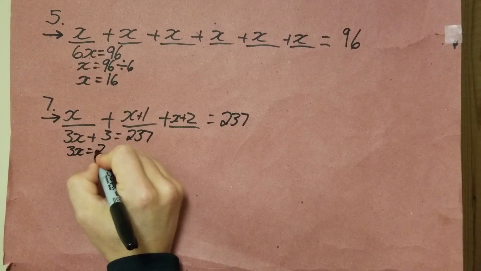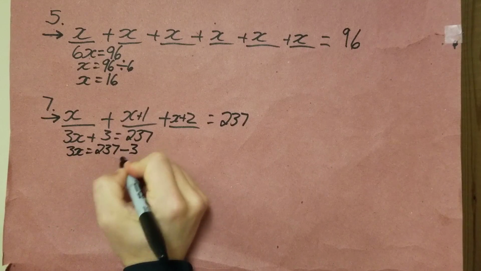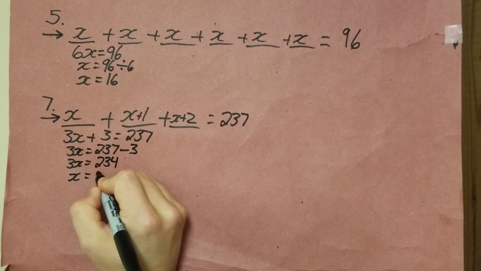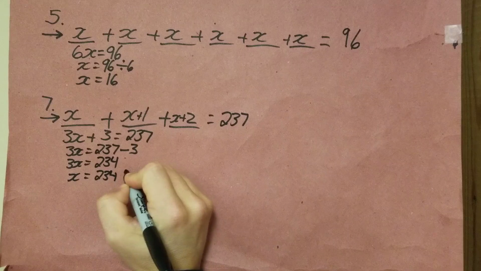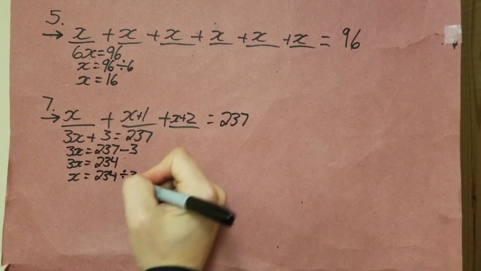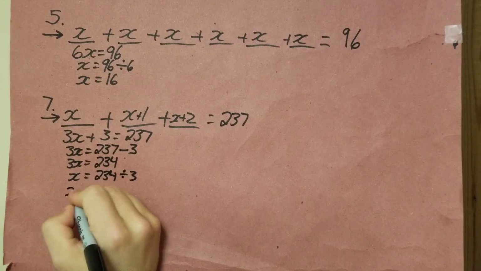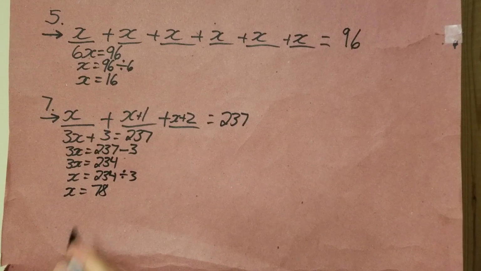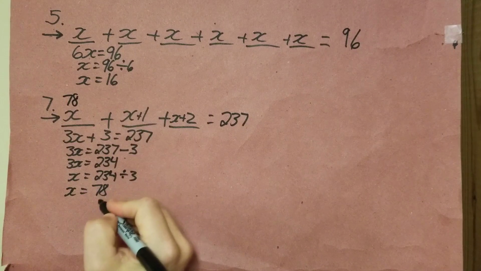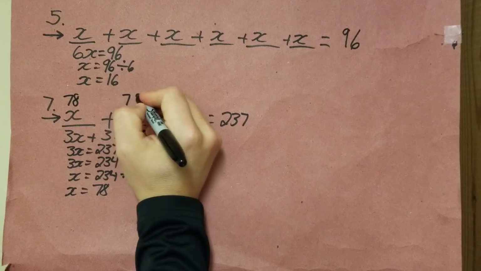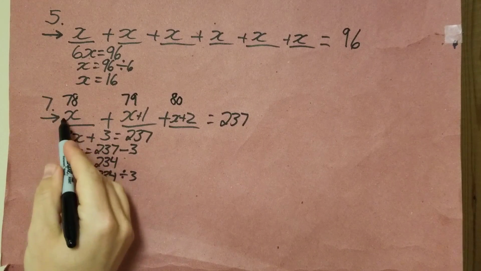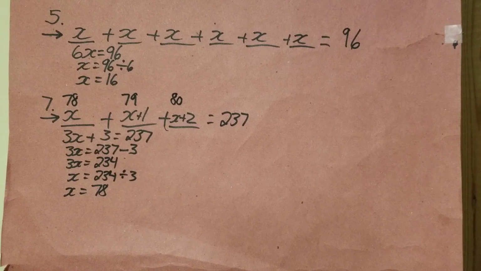3x equals 237 minus 3. 3x equals 234. X equals 234 divided by 3. And x, punching into my calculator, is 78. So what are my 3 numbers? My x is 78. The second number is 78 plus 1 and 78 plus 2. And again, if I check my work, 78 plus 79 plus 80 is going to equal 237. All right, let's try one more.